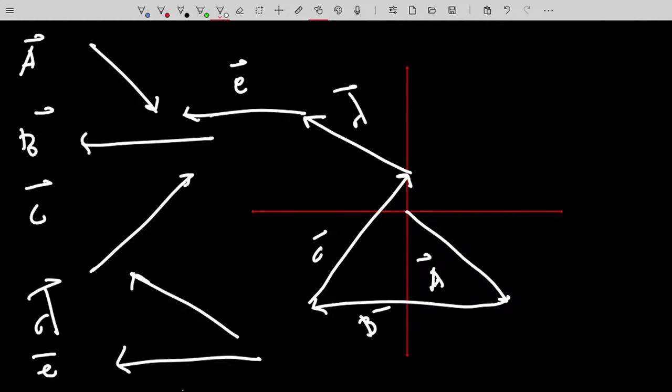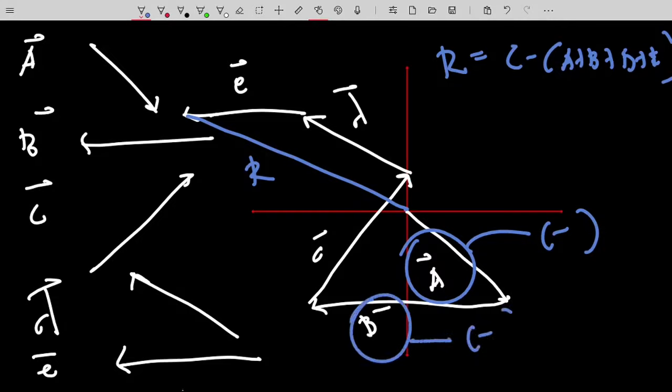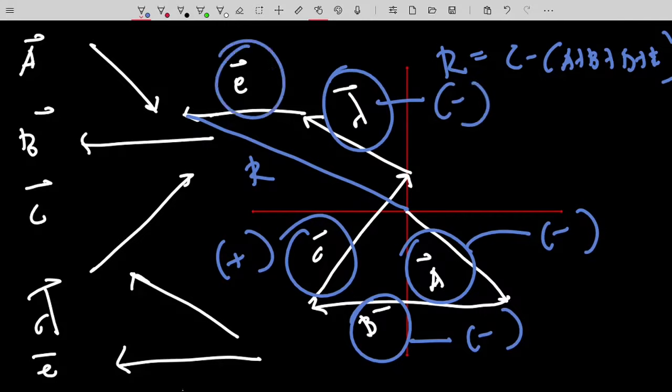Again, for our resultant vector, we're just going to draw a straight line from your central axis to the head of the last vector. So this should be our resultant vector. And the resultant vector is equal to C minus A plus B plus D plus E. Now we know that your first vector is in the negative direction because it is pointed to south or southeast. Your vector B is also a negative one. Your C is positive because it's directed northeast. Your D is negative also, and your E is negative also.